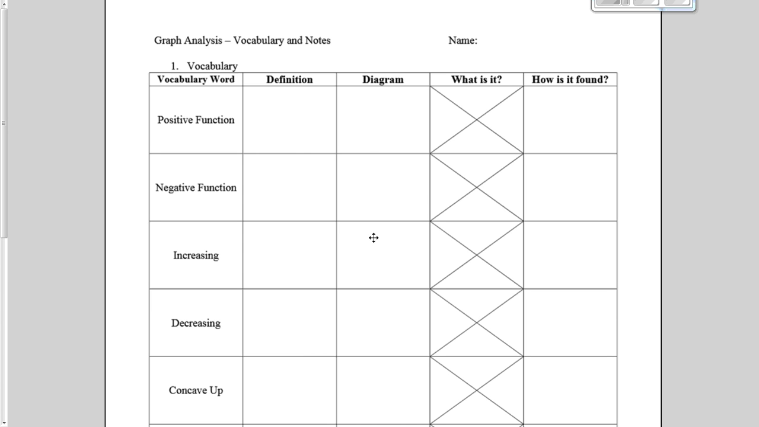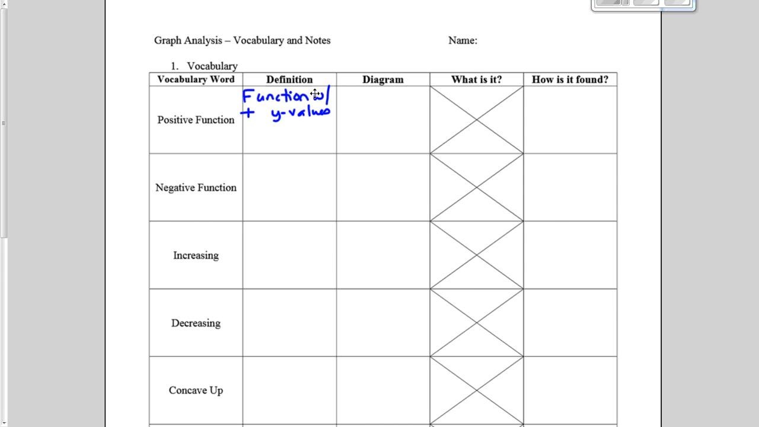We're starting with a positive function. A positive function is a function with positive y values, so it's in the first and second quadrant. Function with positive y values.